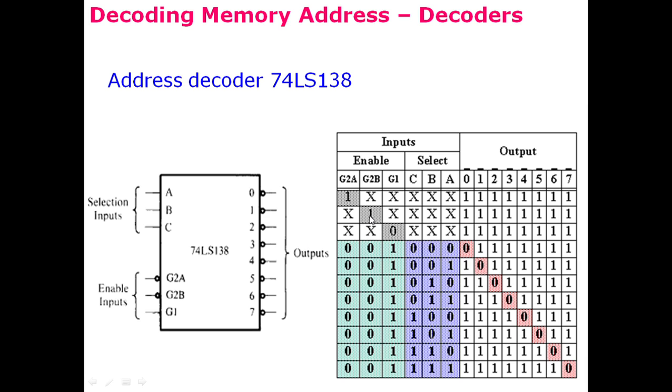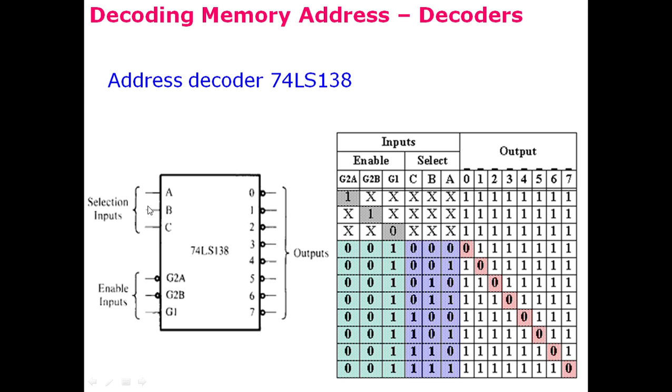And when G2B is 1, regardless of the other select lines or enable lines, all of the outputs are again 1. And regardless of the values of these 2 pins, if G1 is 0, then this chip is again not enabled, and regardless of the other select lines, all of the outputs are again 1. But when G2A and G2B are both 0 and G1 is 1, only in this case is this decoder enabled. And in this case, when the select lines are changed, the output changes.